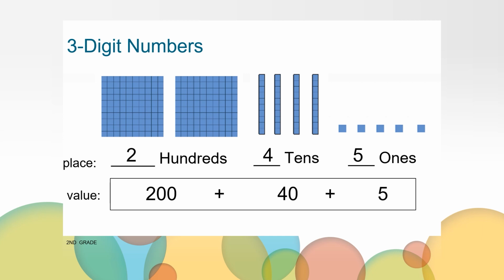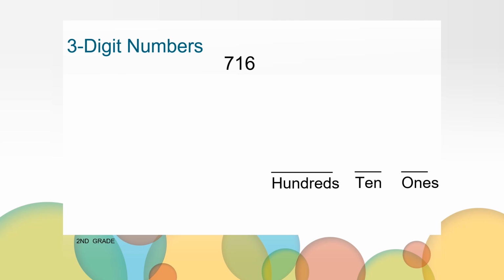How do you say that 3-digit number? 200 plus 40 plus 5. You say 245. How do you say this number? 716. Take some time to draw this number using base 10 blocks.